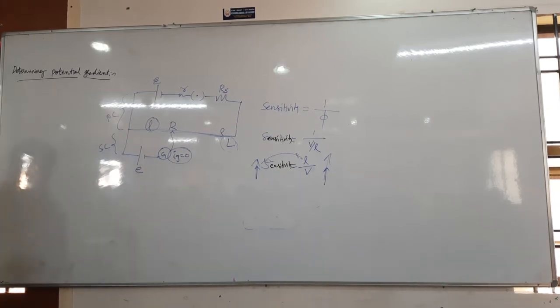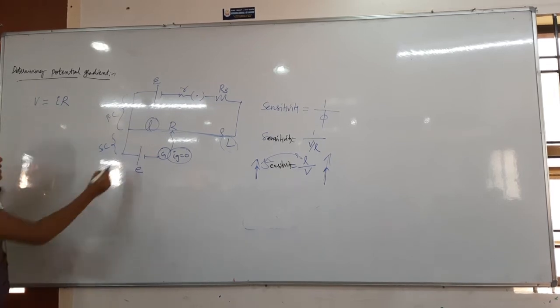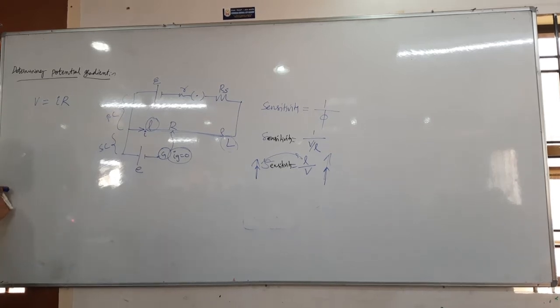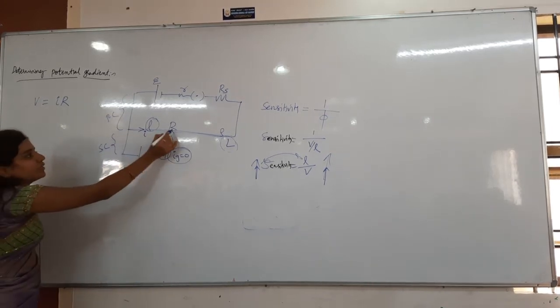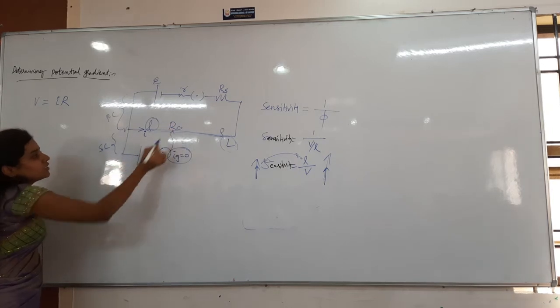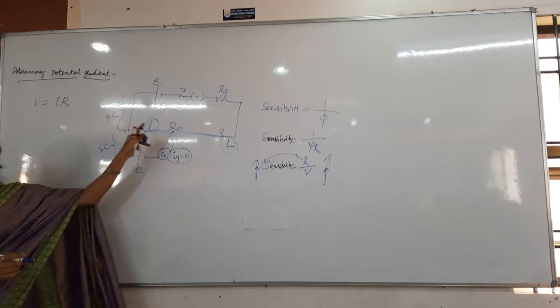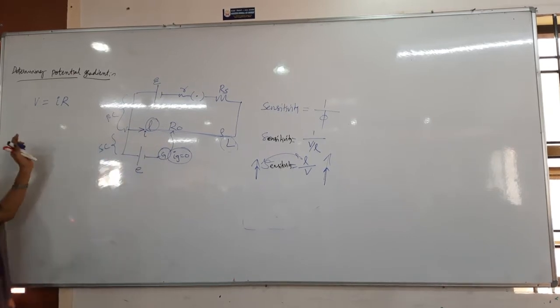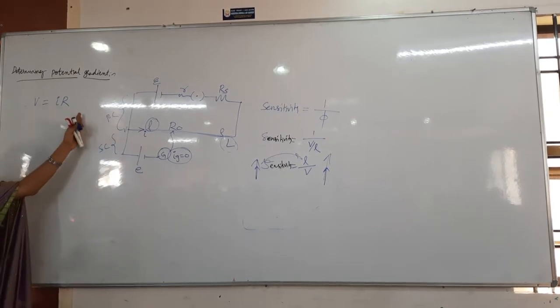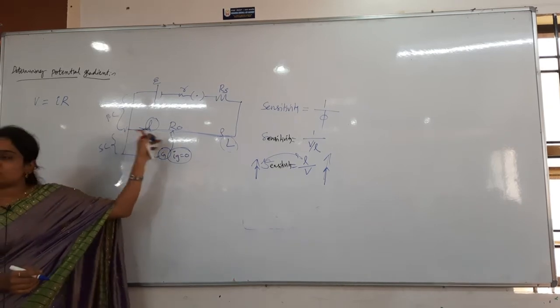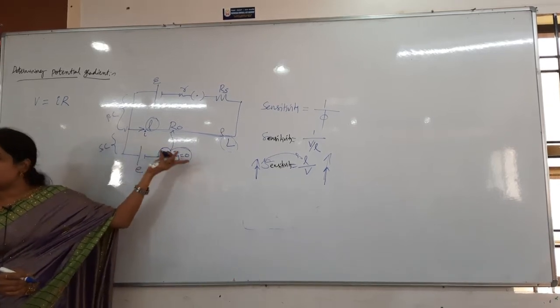Now here you have to find out the potential gradient. Before that we will take potential V is equal to I into R. In the potentiometer wire only current is flowing, and the potential difference between this point and this point is V and then 0. That is V. Now you have to find out V by L. For that purpose I have taken V equals I into R. R is the resistance of the wire, and I is the current flowing in it.